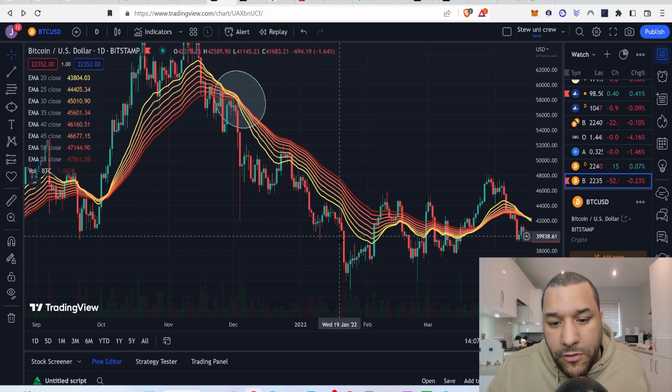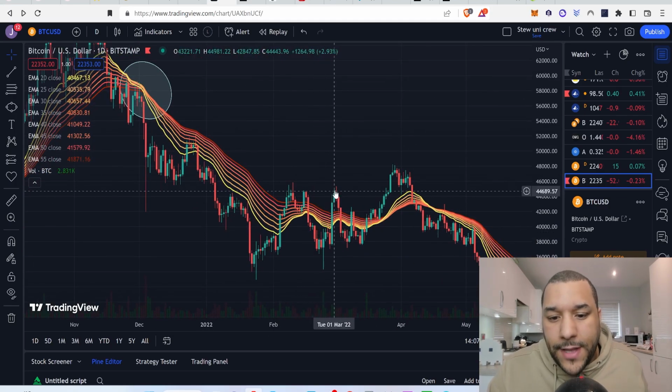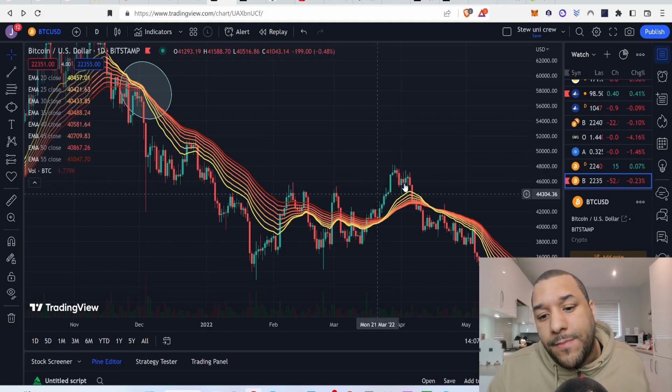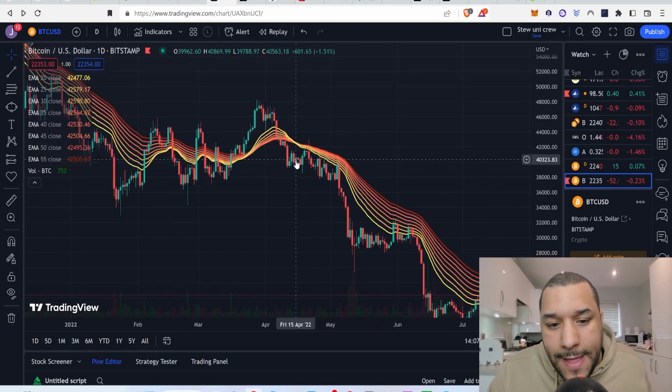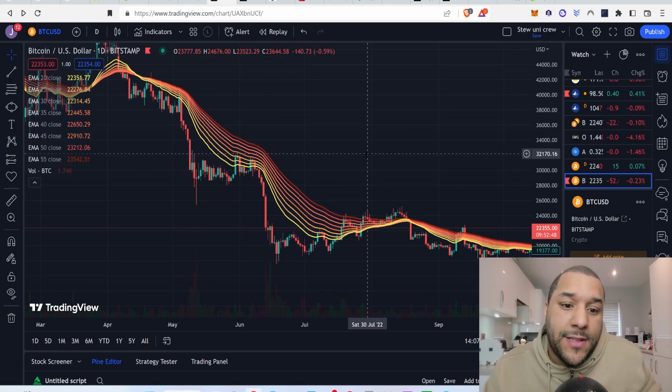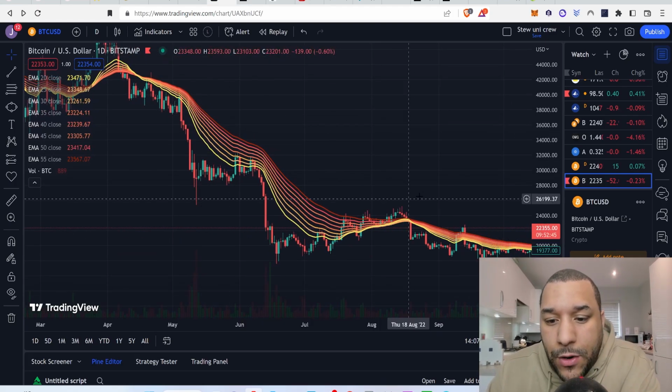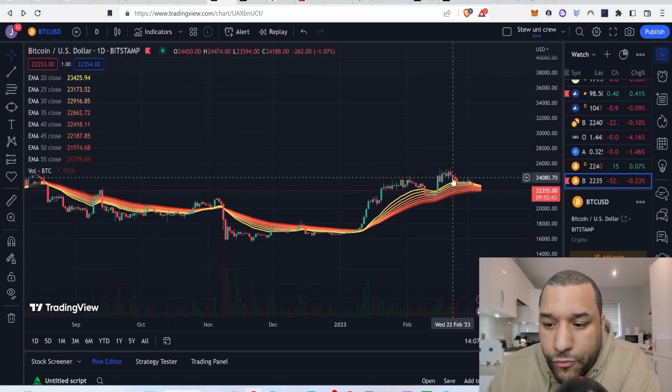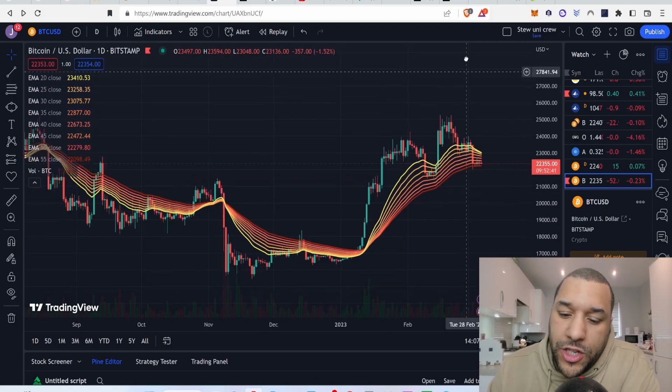Rejected off these ribbons. It tried to break above, but couldn't do it much. It had a little uptick up here, but it came straight back down again. This shows trend, when trends are happening. So this was a bear cycle. But if you take a look recently, we've broken the trend.